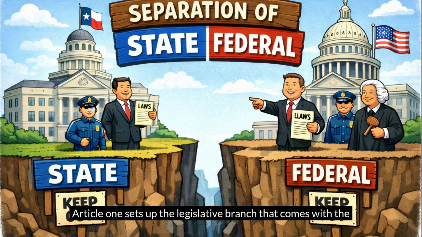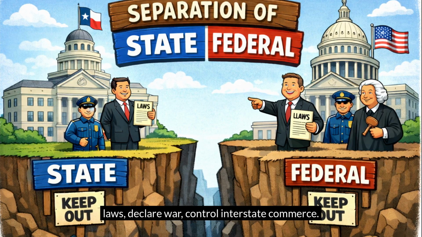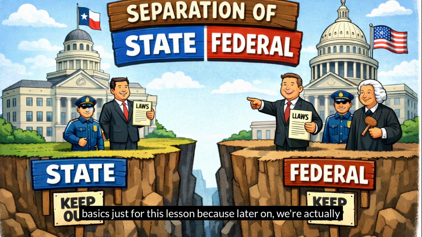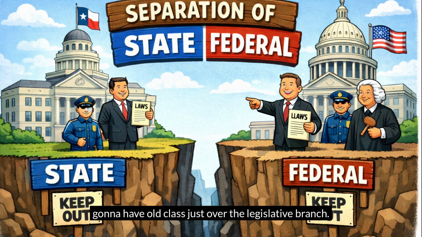Article 1 sets up the legislative branch. That comes with the power to print money, to make laws, declare war, control interstate commerce. There's a lot more in there, but we're going to stick to a few basics just for this lesson, because later on we're actually going to have a whole class just over the legislative branch.